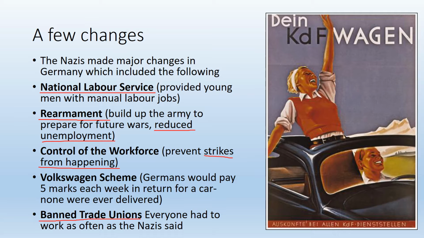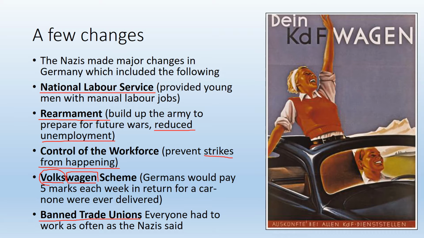And the last one is the Volkswagen scheme. Now, Volkswagen, car manufacturer we're probably all aware of, it actually translates into people's, which is Volk, and Wagen is car. So this means the people's car. And this was a scheme designed to get everybody into a vehicle. For 5 marks each week, so about the equivalent of £5, over the course of 35 weeks, you could be the owner of a new Volkswagen vehicle.